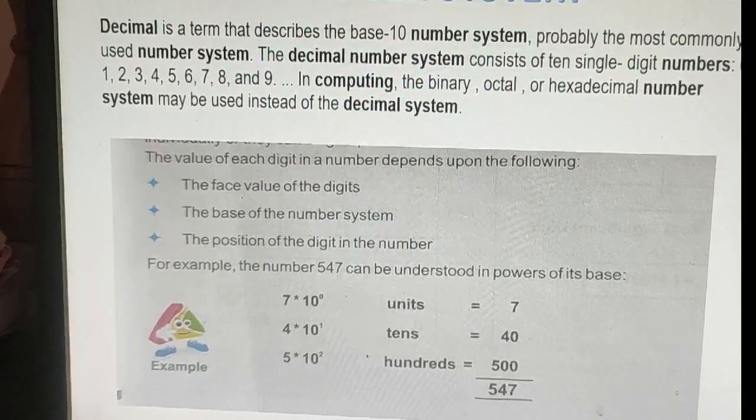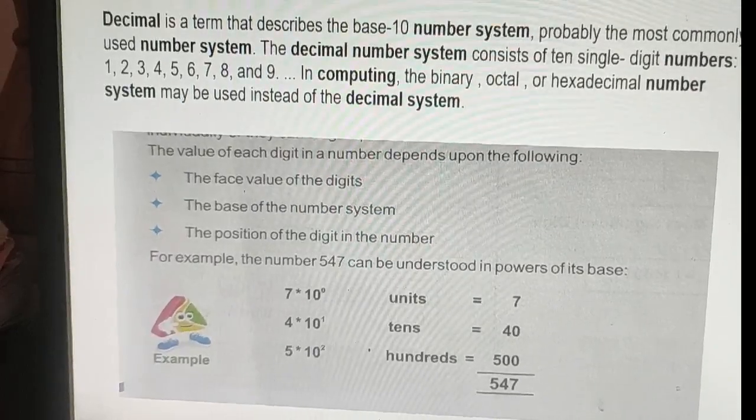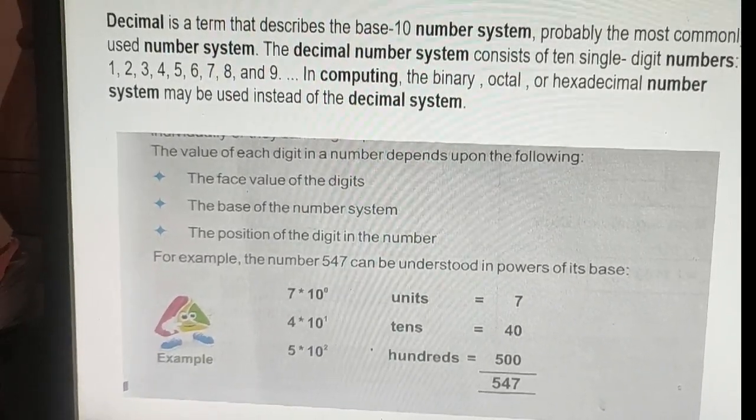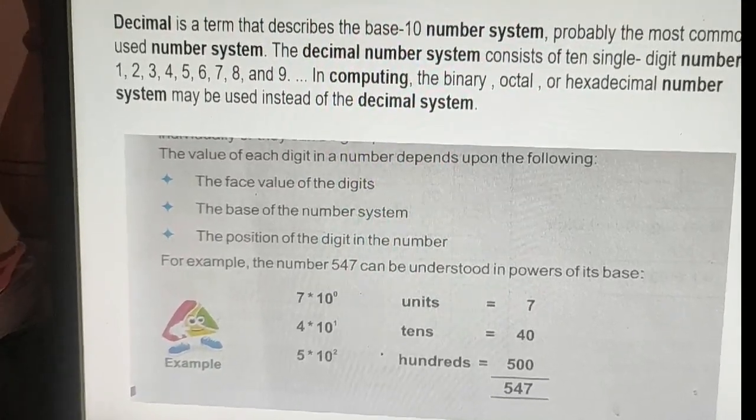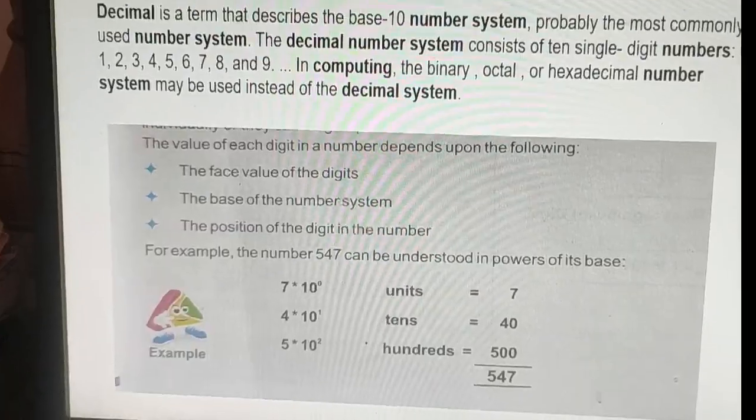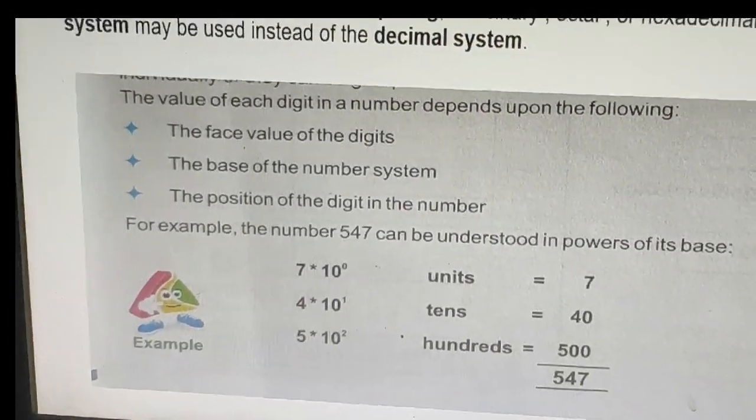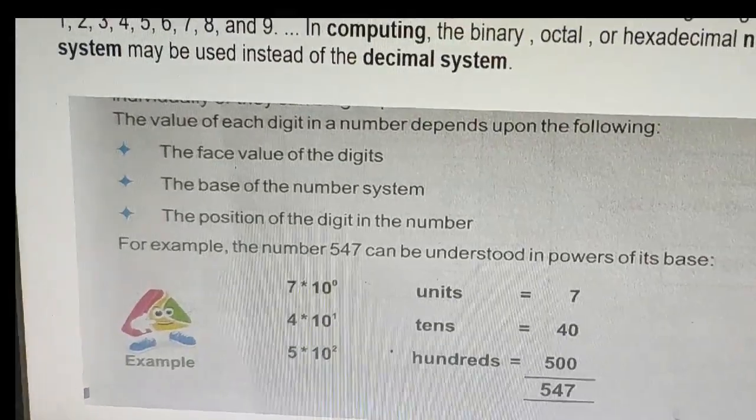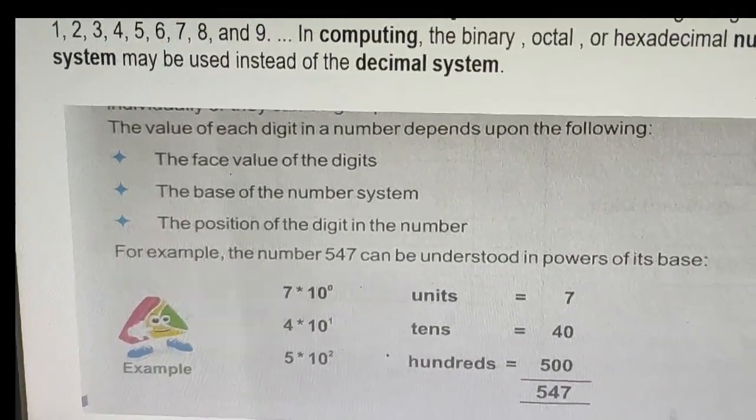Now let's take an example, that is 547. In 547, 7 is in the ones place, 4 is in the tens place, 5 is in the hundreds place. Now how will we represent this ones place? As we know, 10 to the power 0 is equal to 1. The value of 10 to the power 0 is 1. So 7 into 1 is 7. So it is in the ones place.